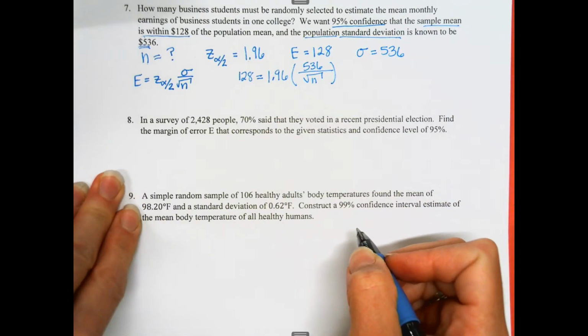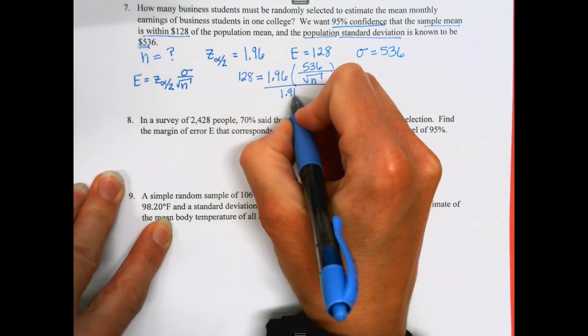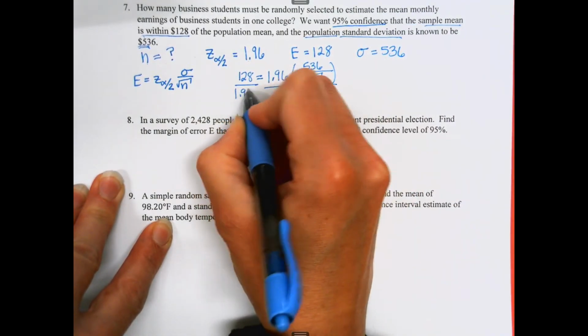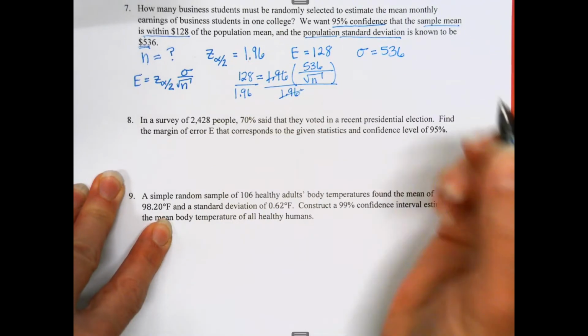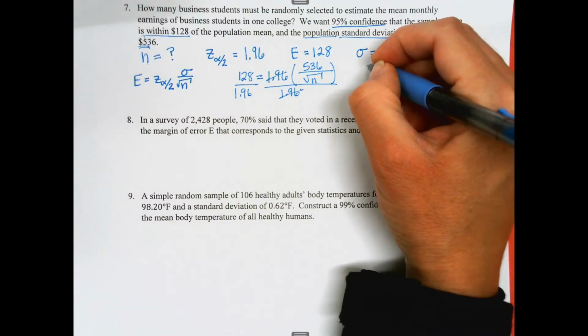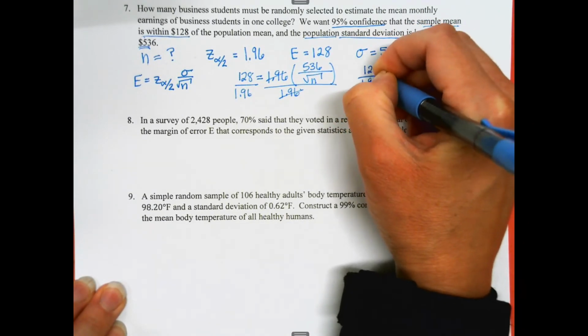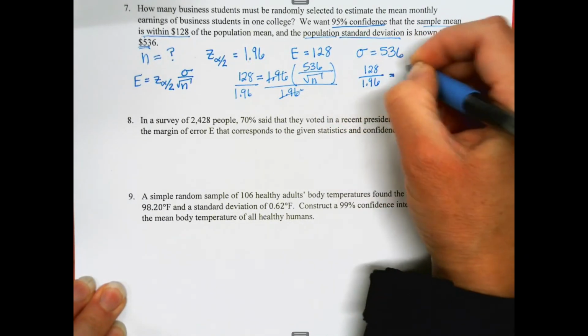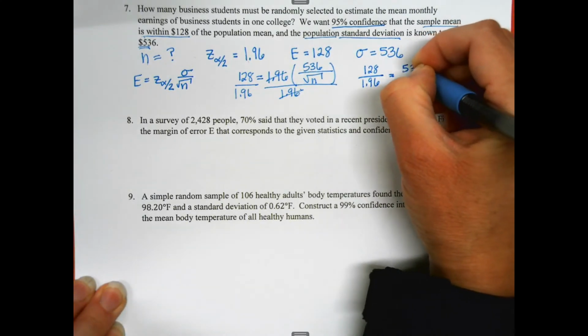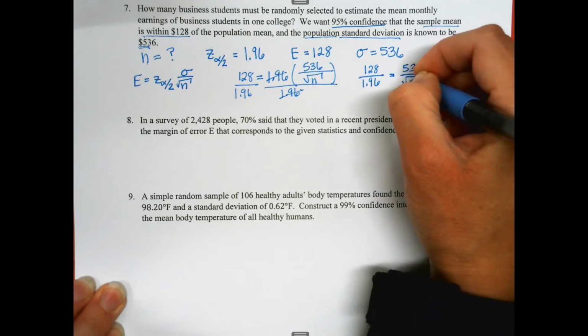The first thing I'm going to do is divide by 1.96 on both sides, and I get 128 over 1.96 is equal to 536 divided by the square root of N.